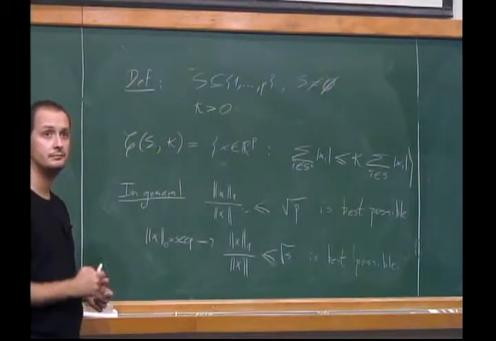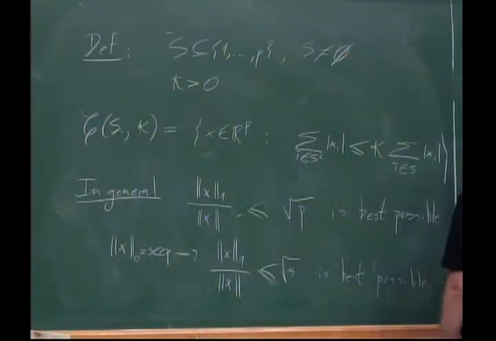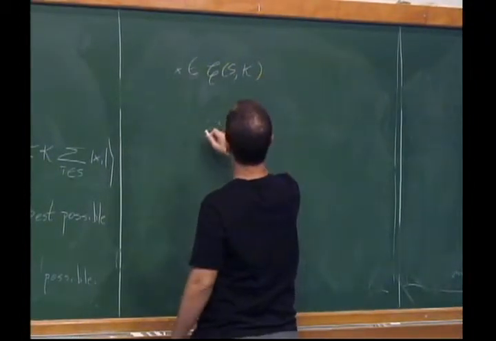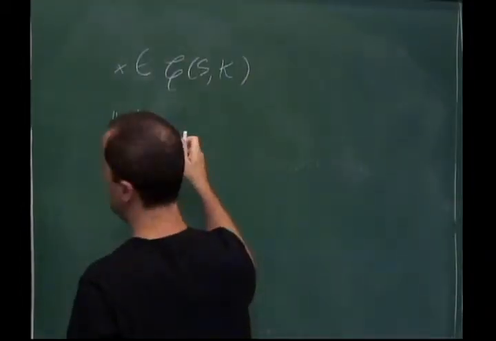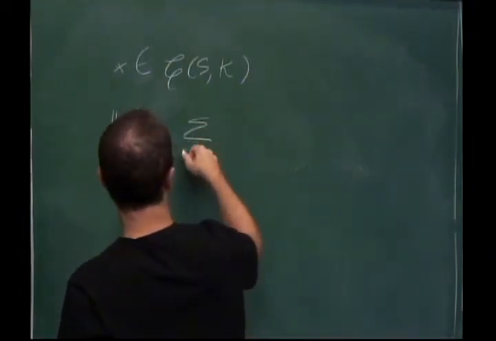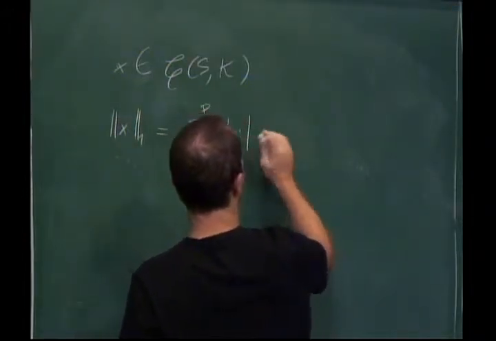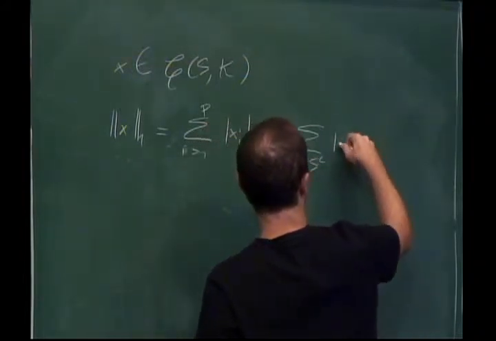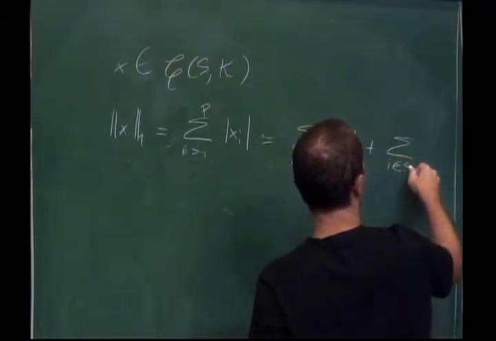Right? Now, what about vectors in this set here? This is actually a lemma in the notes that we're going to use later. Well, what's the L1 norm of a vector here? It's the sum over all i of the norm of xi. But you can split the sum into a sum of terms that do not belong to S and a sum of terms that do belong to S.